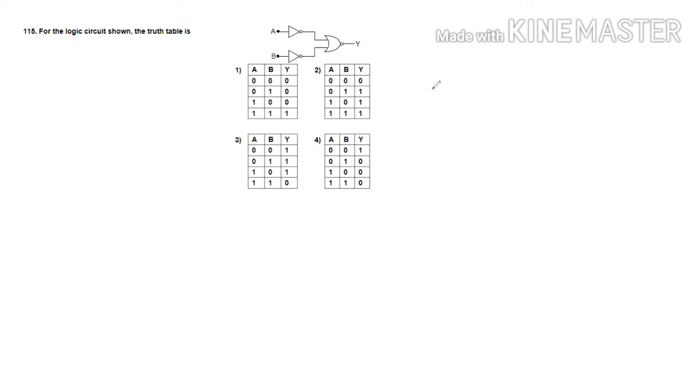So if you observe this diagram, A and B we are giving as input, and these are NAND gates, NOT gates we are observing here. So the output will be A naught as well as B naught, and these two are the inputs to this NOR gate.